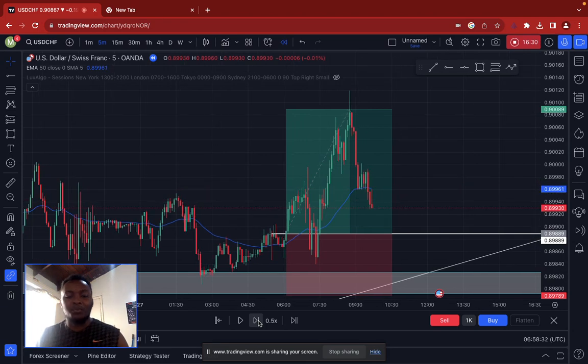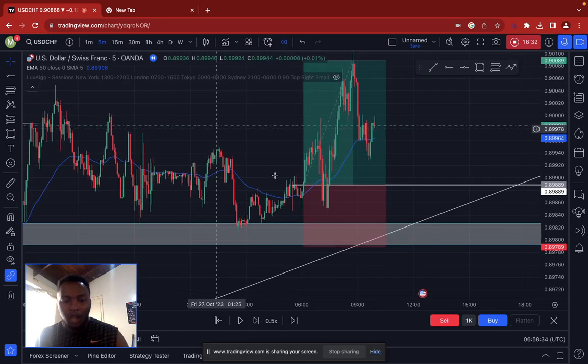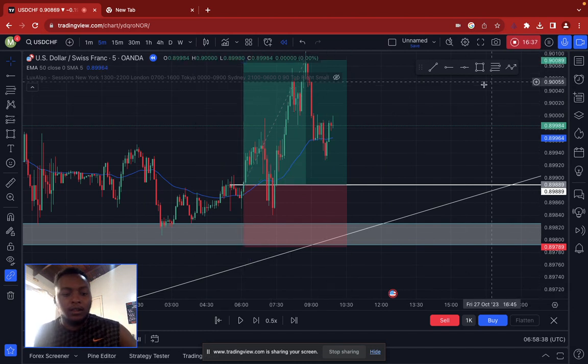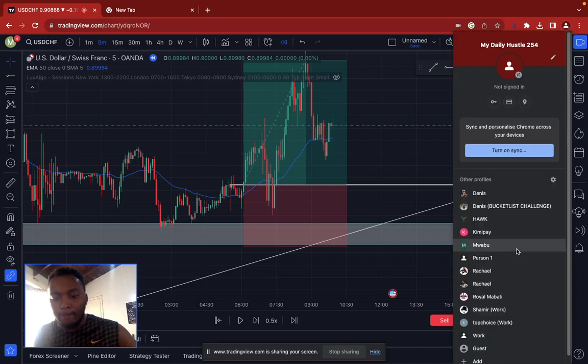So you can see how precise these levels are, how to draw this demand zone, how to draw these supply zones. So all I want you to do is just a very, very quick one as I end this video. I want you to come here.